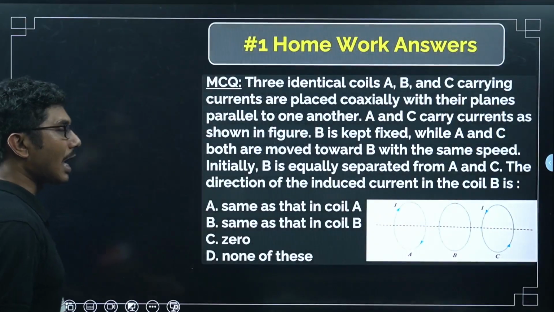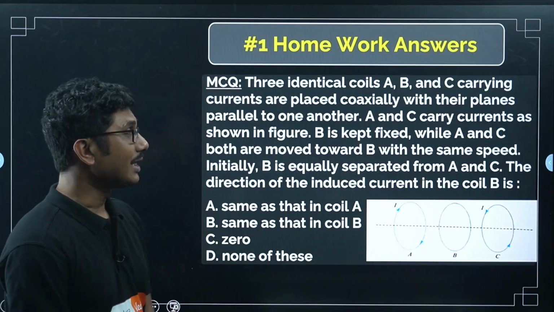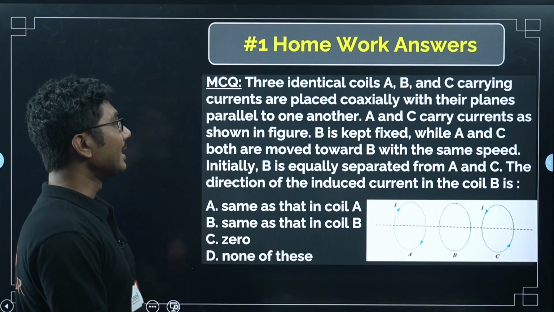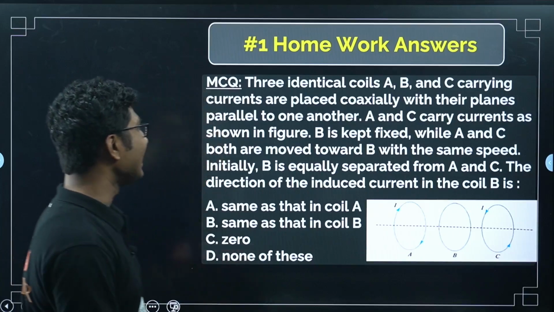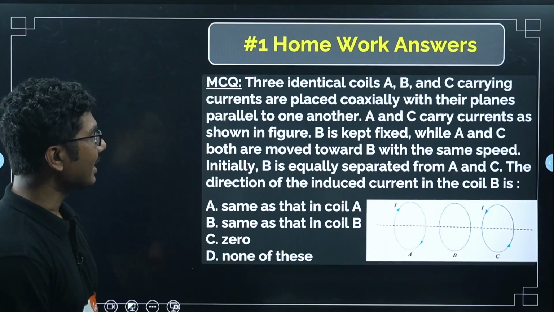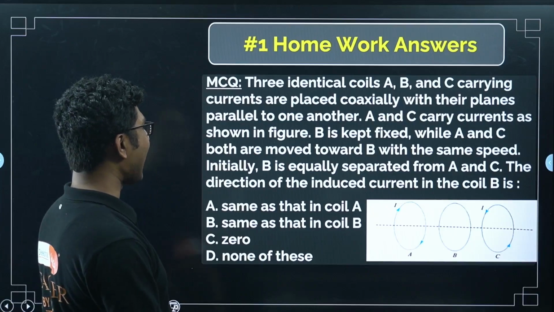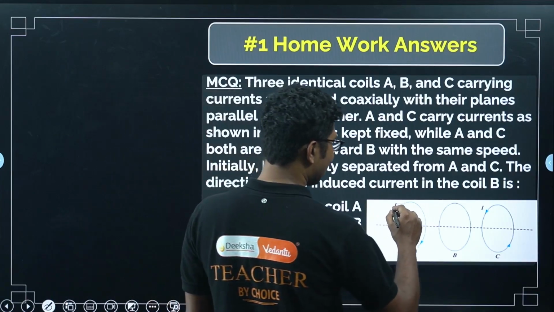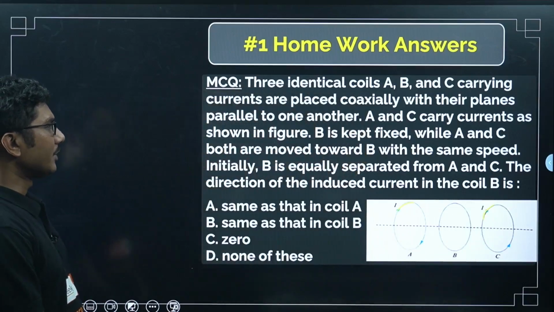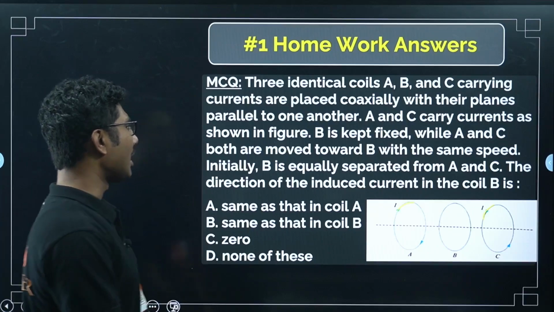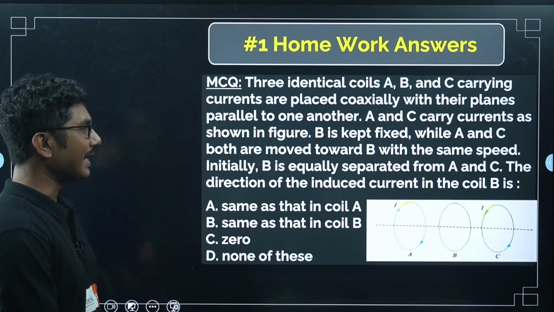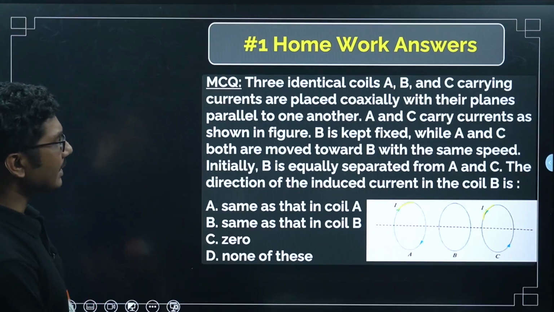Now let's look into the last, I think I did that on a Friday. So Friday's homework problems. Three identical coils A, B and C carrying currents are placed coaxially with their planes parallel to one another. A and C carry currents as shown in the figure. So A and C are carrying current like this, and this is carrying current like this. B is kept fixed while A and C both are moved towards B with the same speed initially. B is equally separated from A and C. The direction of induced current in the coil B is?